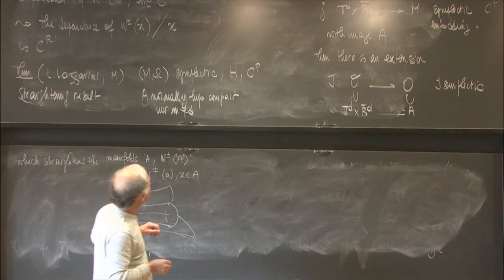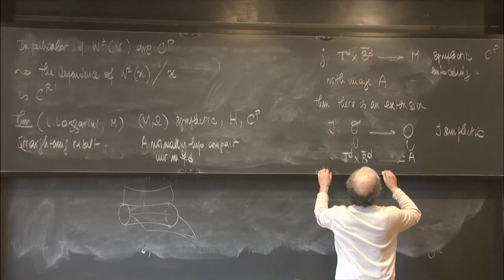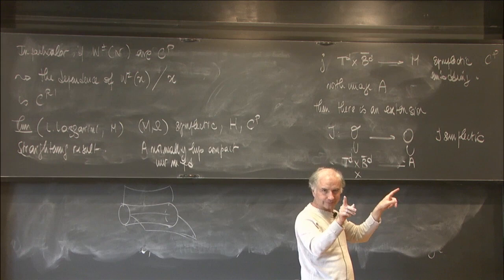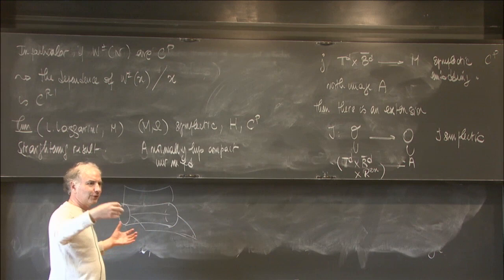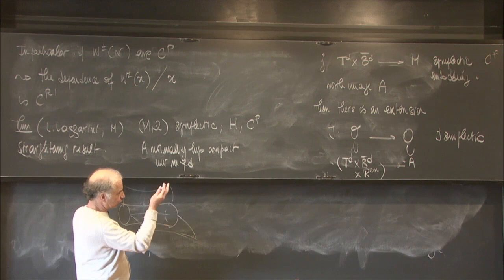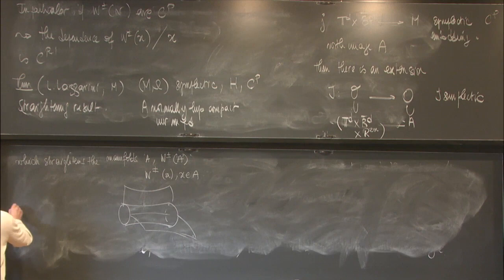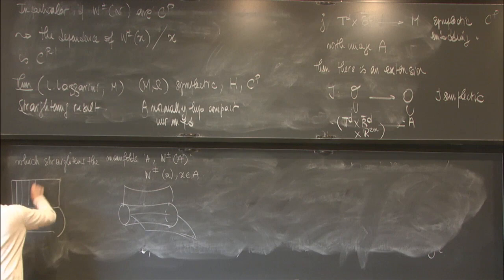It's an open neighborhood, oh, sorry. Thank you. You need to take the product with the normal direction, times R2n. You extend to be able to straighten the stable and unstable manifold. You need more dimension, so this distorted situation becomes completely straight like this. So this means exactly this.